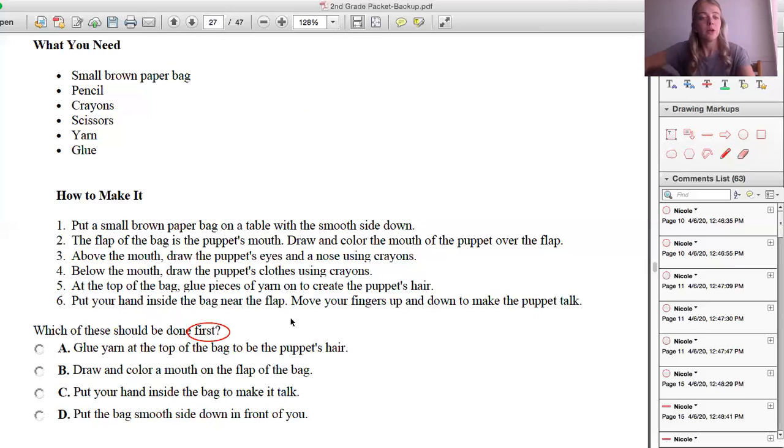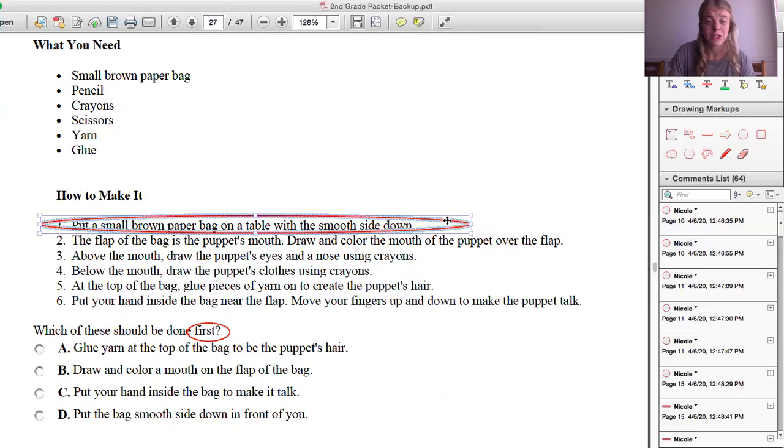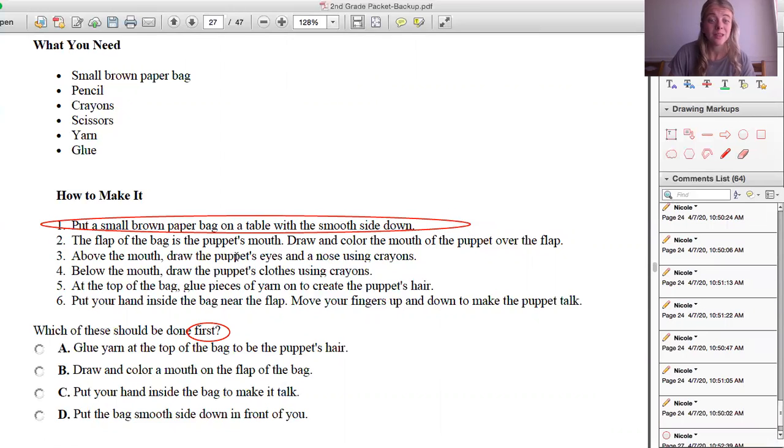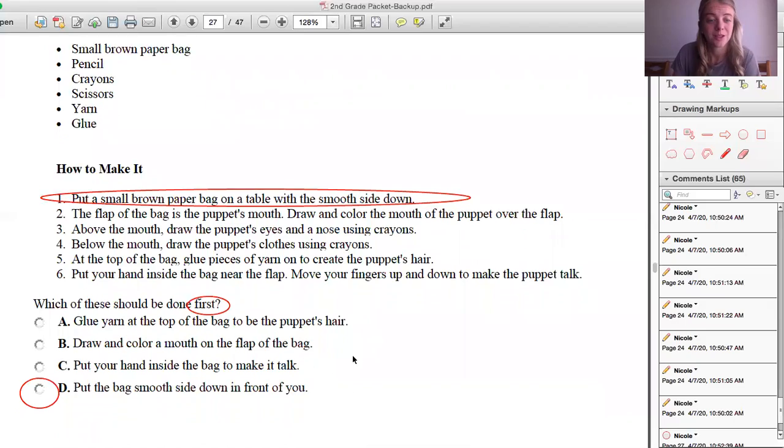Number 1 says put a small brown paper bag on a table with the smooth side down. You all see that right here for number 1? That is the problem that should be done first. If you see that in your answers, you should have marked letter D. Put the bag smooth side down in front of you. Put a small paper bag on the table with the smooth side down. That's what you need to do first.